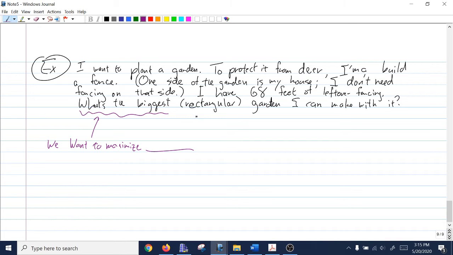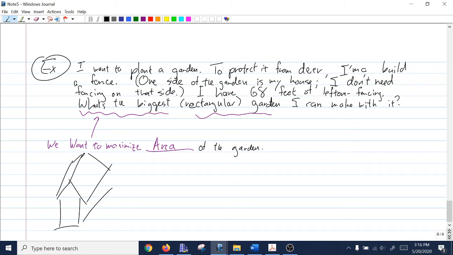How do I measure the size of a garden? I guess I would measure area, is how you measure a region. So we want to maximize area of the rectangular garden. They told us it's a rectangle. It's pretty traditional to draw a picture for these problems.